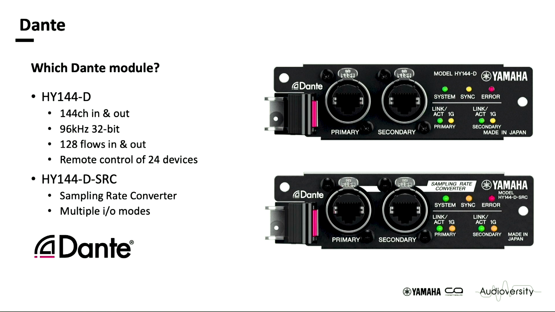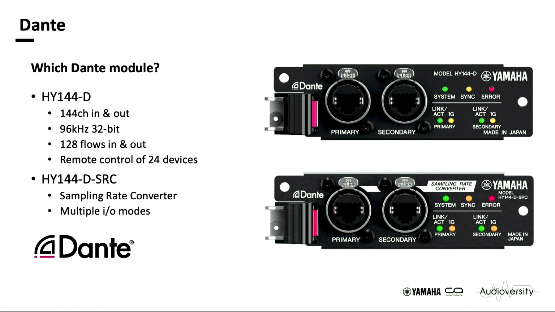Now, a flow in Dante can carry normally between 1 and 4 audio channels. But what 128 flows means is that you can receive audio from up to 128 different transmitting devices. And likewise, you can transmit audio from this card to 128 different devices like amplifier or speaker processors, for example.